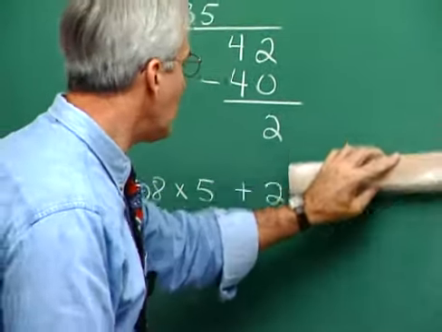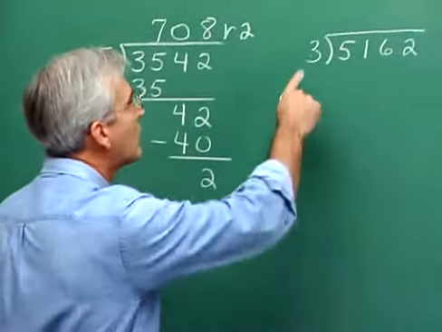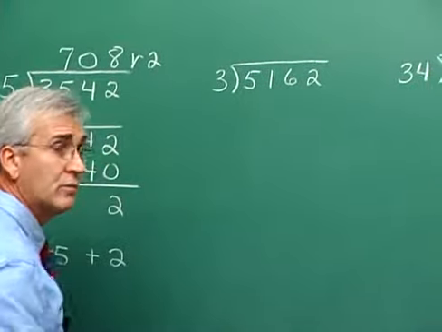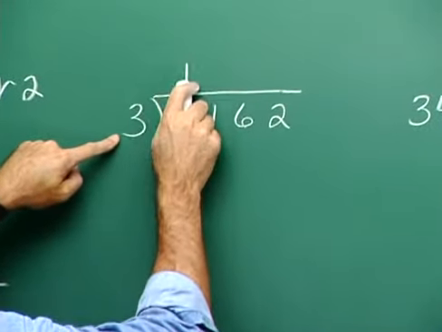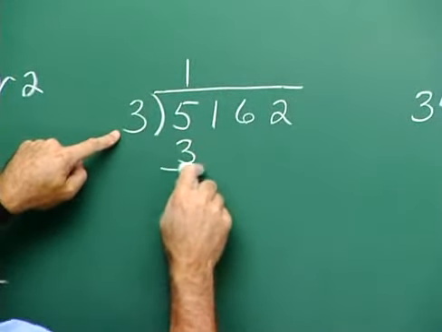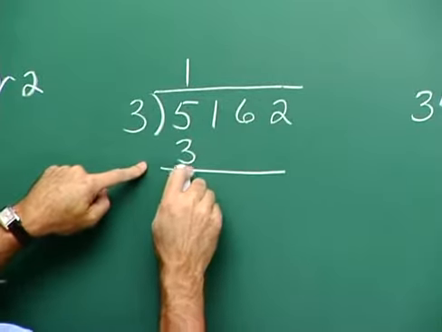Okay, next problem. Let's see. 3 into 5,162. Well, let's see. We just begin as we did before. 3 into 5, oh, that's all right. That's 1. 1 times 3 is 3. We subtract. 5 minus 3 is 2.